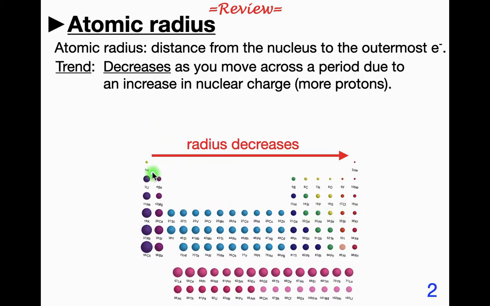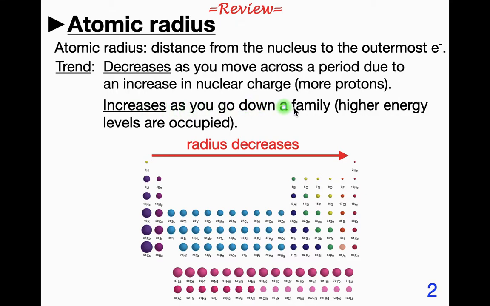Now, if you go down a family, it increases. As you go down a family, higher energy levels are occupied. So for example, this is lithium. Its outermost electrons are in the 2s. Sodium is in the 3s. Potassium is the 4s. Rubidium is the 5s. So the outermost electrons are in higher and higher energy levels. And that trend is the same as we move down any of the families. The atoms get bigger and bigger. Radius increases.